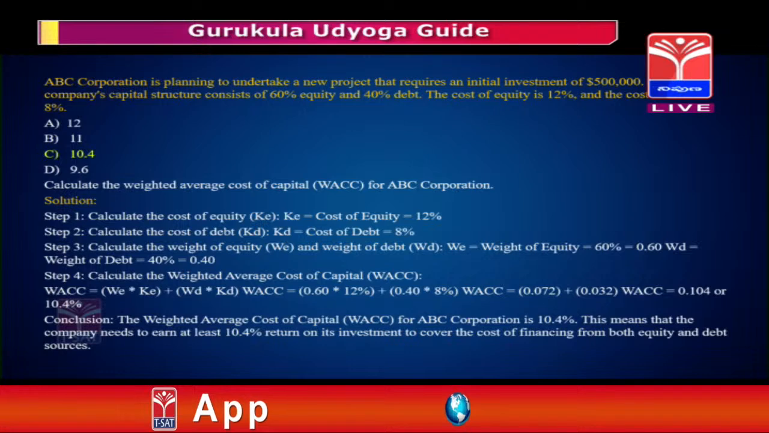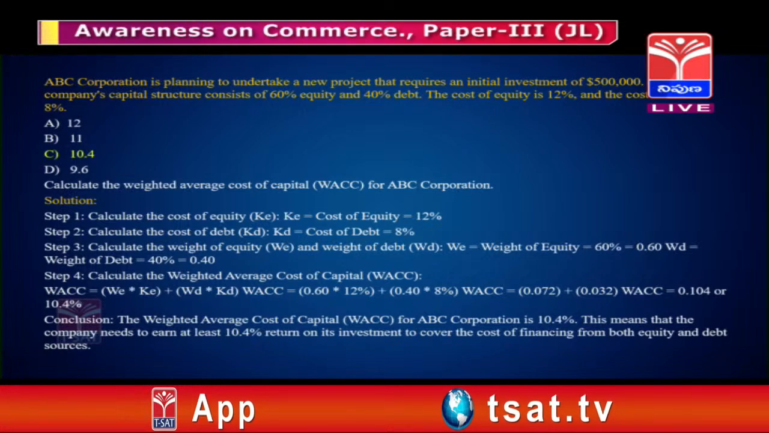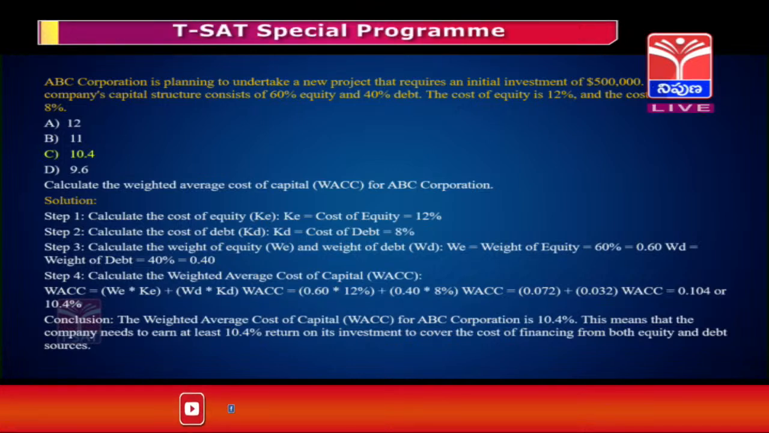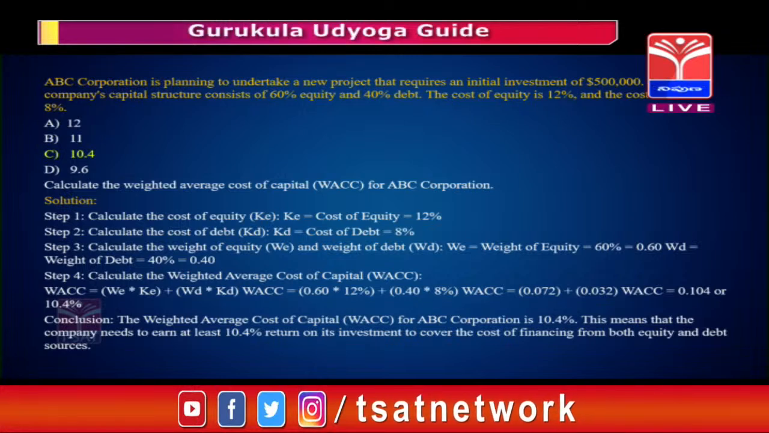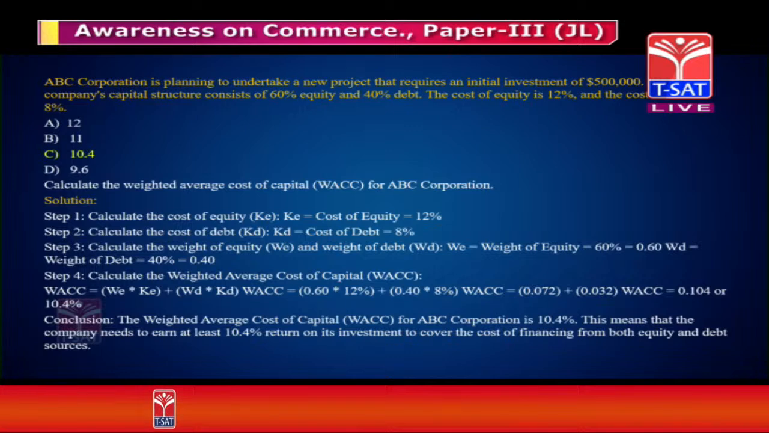We need to calculate cost of equity, we need to calculate cost of debt, cost of preference shares if given, and cost of retained earnings also if given. Multiply each with its weight and then add all of this, and you would get the answer. So how would we do it here?